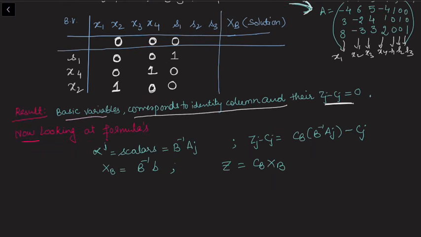So now, to write the remaining entries, we are looking at the formula that I have discussed in my earlier videos. For the scalars, we always calculate B inverse Aj, and Zj minus Cj is also calculated with this formula. Z is Cb into Xb, and Xb is the solution that we have written here. So this Z is the quantity here, and this value is Cb into Xb, where Cb is the cost of the basic variables.